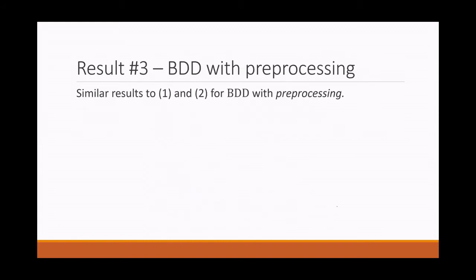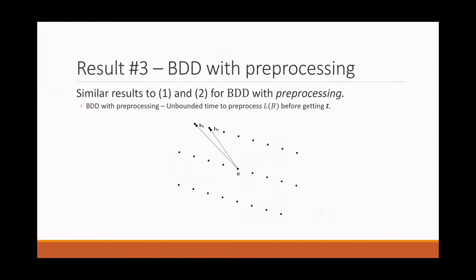Third, we show analogous results to the previous two results for BDD with preprocessing. BDD with preprocessing is similar to BDD, except you get the basis B ahead of time and you're allowed to preprocess it in any way that you wish before getting the target point t. One of the things that makes lattice problems hard is you might get a bad basis as input. But in the BDD with preprocessing problem, you're allowed to preprocess the basis arbitrarily, or preprocess information about the lattice in any other way, before getting the target point t. So this could be a much easier computational task. We in fact show hardness results for this problem as well, analogous to the ones that we show for BDD without preprocessing.